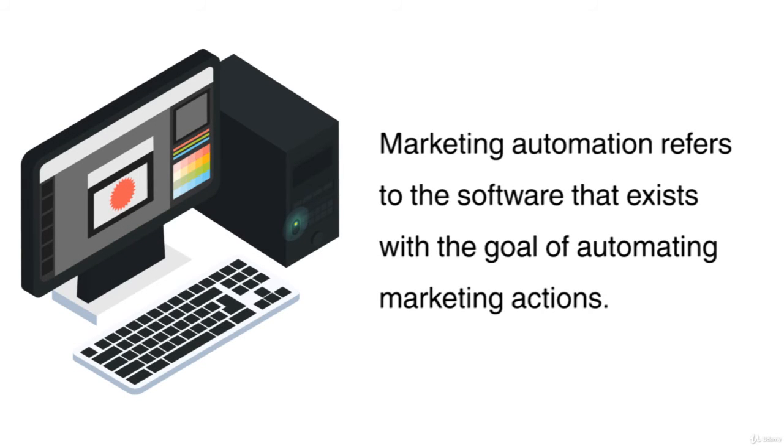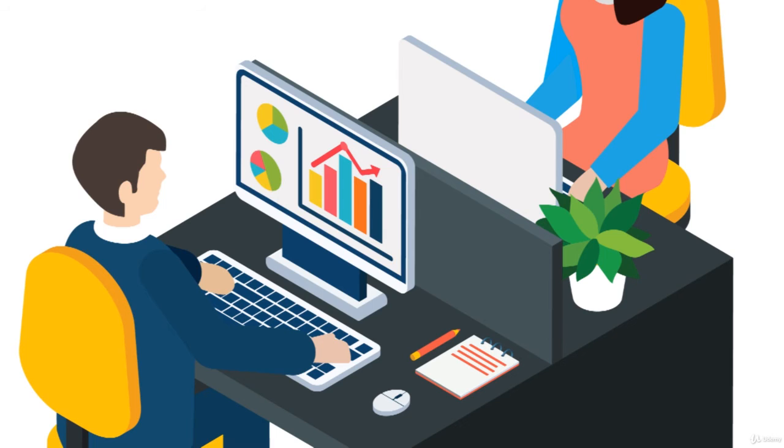Marketing automation refers to the software that exists with the goal of automating marketing actions. Many marketing departments have to automate repetitive tasks such as emails, social media, and other website actions. The technology of marketing automation makes these tasks easier.